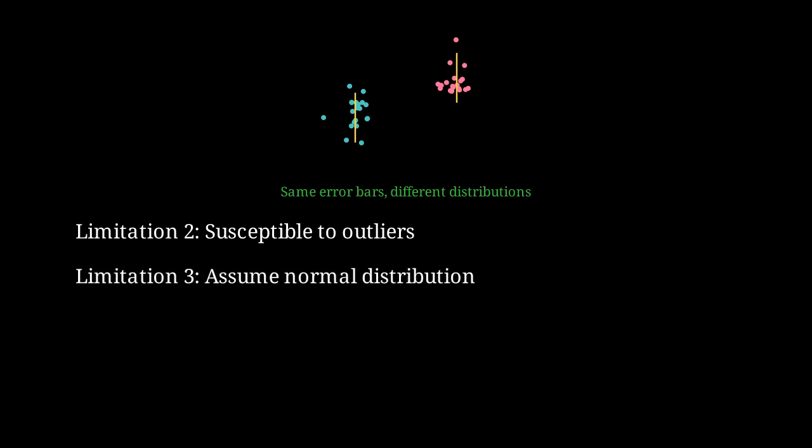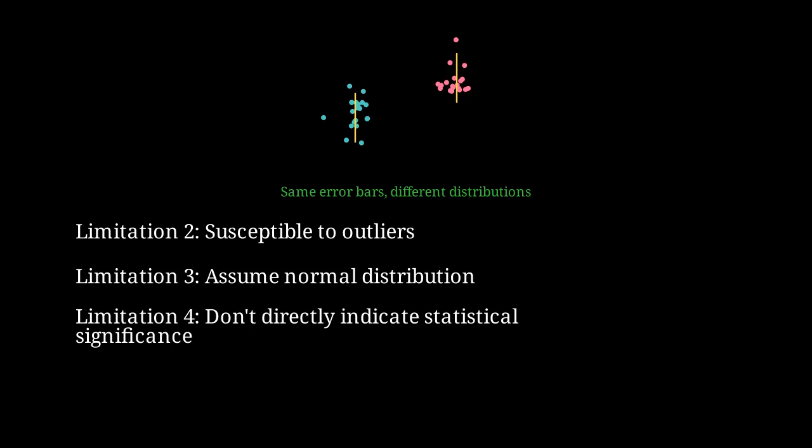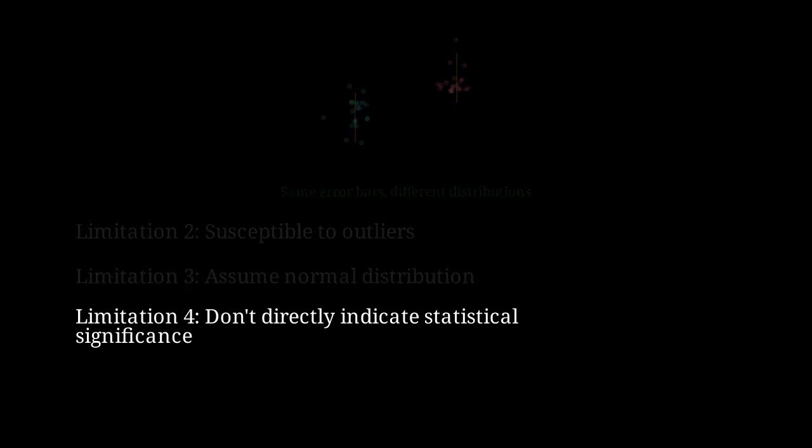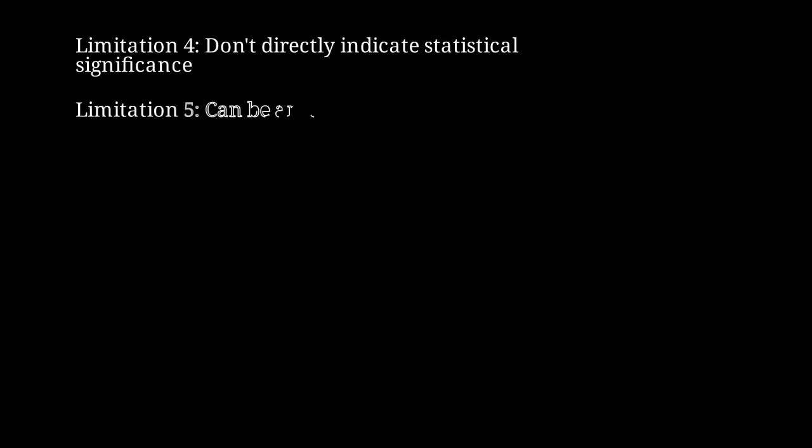Limitation 3. Standard confidence intervals assume your data follows a normal distribution, which isn't always true. Limitation 4. While helpful, error bars don't directly indicate statistical significance. You need actual hypothesis tests. Limitation 5. Error bars can represent standard deviation, standard error, or confidence intervals. Always label what they show.